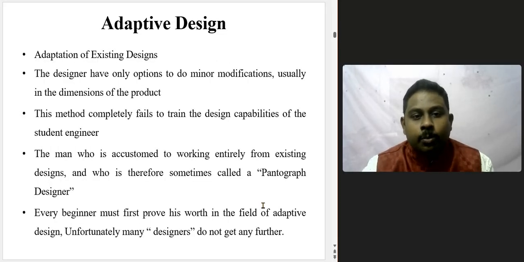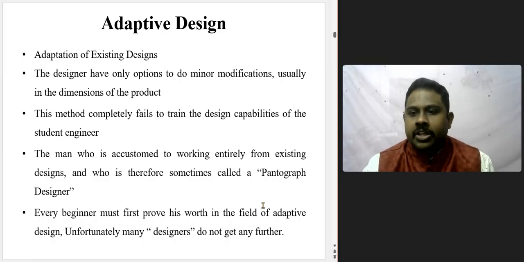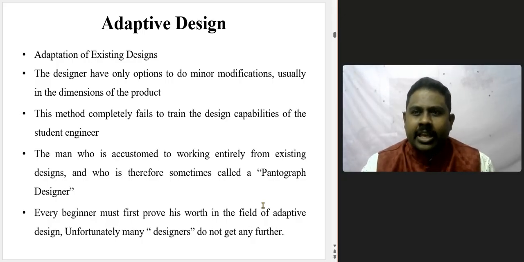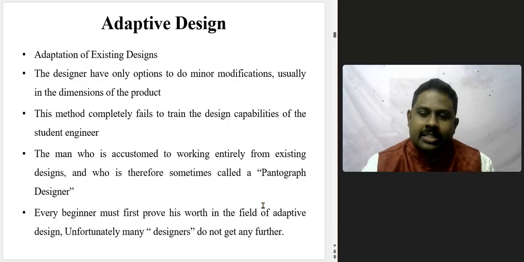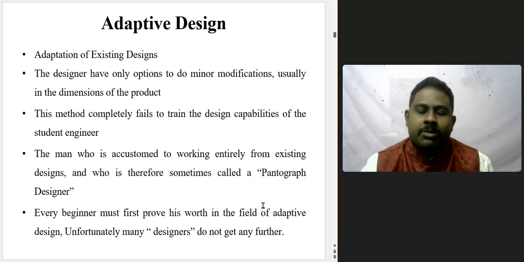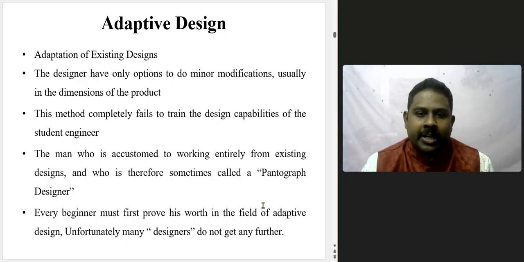For example, adaptation in adaptive design means adaptation of the existing design. The designer has the option to do minor modifications only, not major modifications. Usually he can change only the product dimensions. For example, in general day-to-day life, we can see the car. In the car, the engine and wheels and all the things are majorly common, but there are so many people modifying only the dimensions of the car with respect to different things, and making it a new product. Like that, different products can be made.